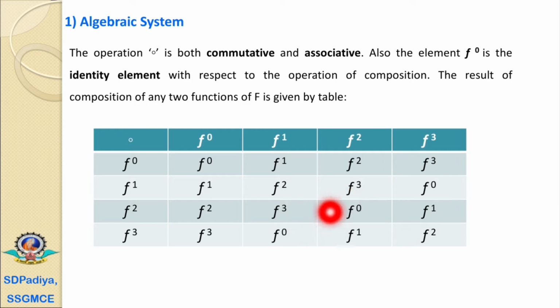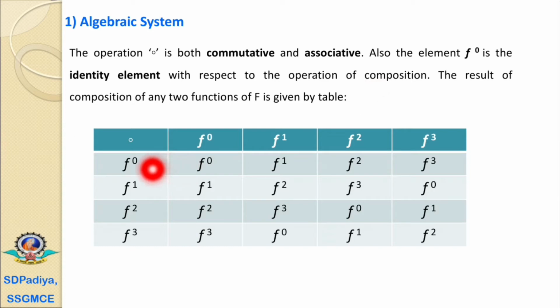What we can conclude is that the operation composition is both commutative and associative. We can observe this in the composition table, and also the element f raised to power 0 is the identity element with respect to the operation of composition. The identity element does not affect any other element under the operation.